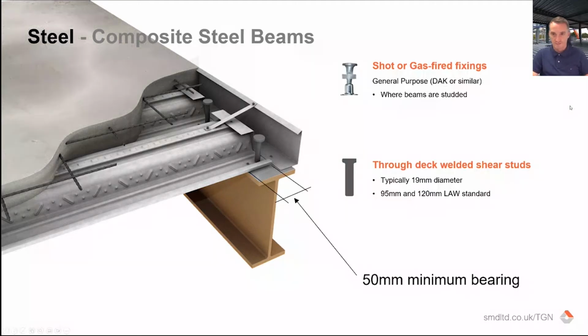Then we look at a composite beam, which would have a through deck welded shear stud following the initial fixing to the sheet. In those scenarios, we're using either a shot or gas fired fixing, but it's more of a general purpose nail. So it's smaller, it has a lower resistance. But the key thing I would say about that is the fixings in this scenario.